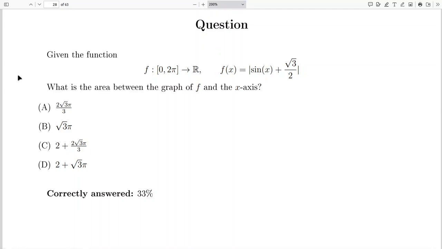So here we have an interesting question about sines and absolute values and areas. This is a question from the entrance exam for engineers, mathematicians and physicists, and 33% of candidates correctly answered this one. So if you want to try this one for yourself, you can pause the video and have a go at it.